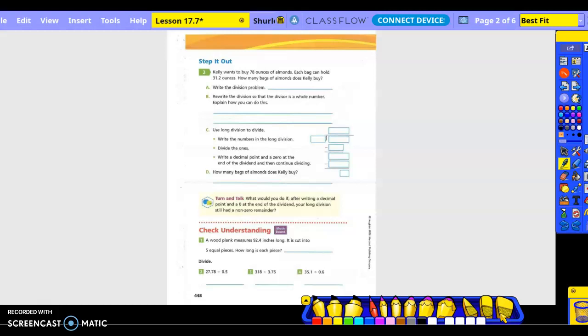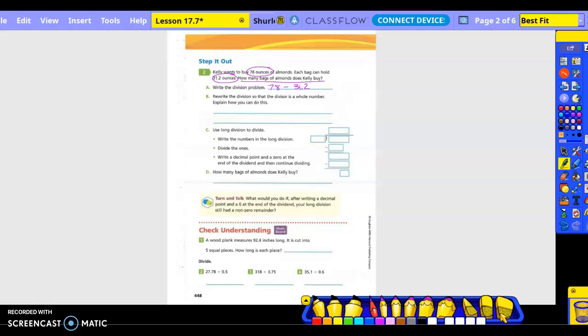Check it out. There's 78 ounces of almonds. Each bag can hold 31 and 2/10 ounces. How many bags of almonds does Kelly buy? So we have 78 ounces, 31 and 2/10 of an ounce. And how many bags of almonds does Kelly buy? So write a division problem. What is our total that we need to get? 78. And then we're dividing that by what? 31 and 2/10.